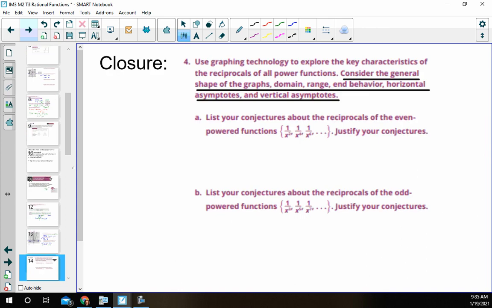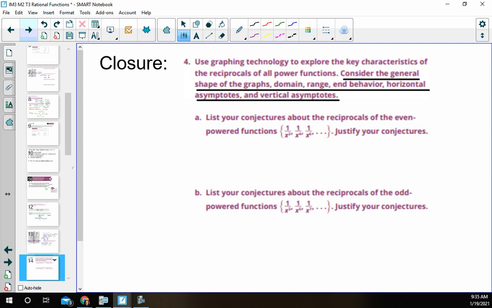Okay, and then the last question here is talking about using graphing technology to explore key characteristics of the reciprocals of all power functions. So when they're even, so 1 over x squared, or when they're odd, 1 over x cubed. So my even functions, the reciprocal of all even power functions, will look relatively similar to each other. The graph becomes steeper as the exponent becomes greater. The domain will always be all real numbers excluding 0. The range will always be all real numbers greater than 0 because y can't be 0 or a negative value. The asymptotes will still be x equals 0 and y equals 0.